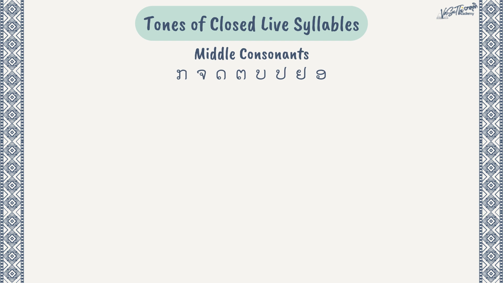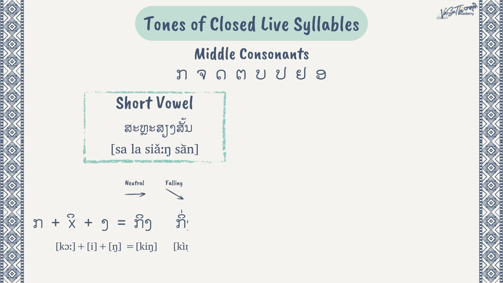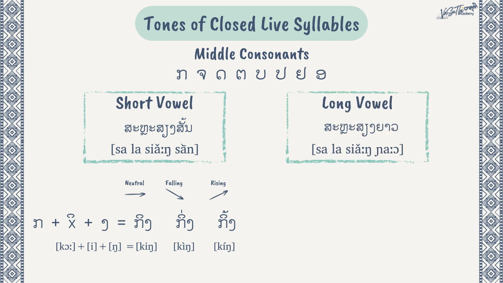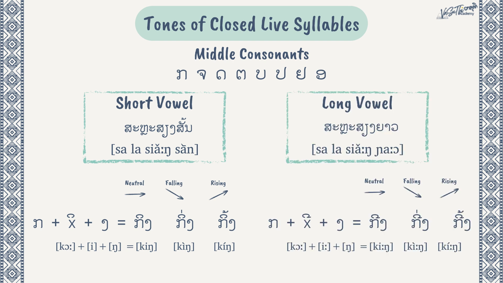When the initial consonant is a middle consonant, let the final consonant be. Without accent, the tone of the syllable is neutral. With accent 1, the tone is falling. With accent 2, the tone is rising. And with a long vowel, we find the same tones.